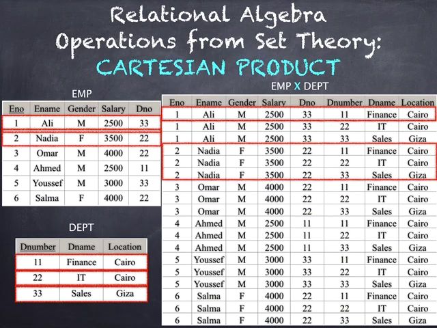The cross product of the two tables will result in a new relation, or new table, with 6 times 3 records, which is 18 records, the combination of all records from both tables.